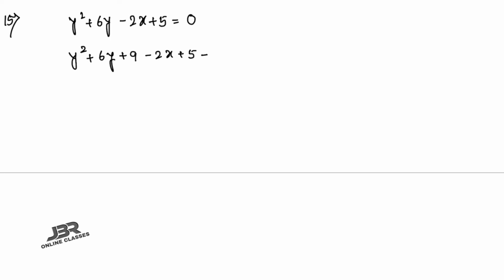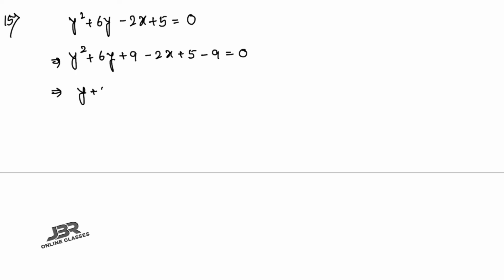Now next, sum number 15. In sum number 15, show that the equation y square plus 6y minus 2x plus 5 equal to 0 represents a parabola. Find its vertex, focus, length of the latus rectum, equation of axis and directrix. Okay, so y square plus 6y minus 2x plus 5 equal to 0. Clear? So just write down here y square plus 6y, then plus 9, then minus 2x plus 5, and again minus 9, that is equal to 0. You have to just adjust this equation.